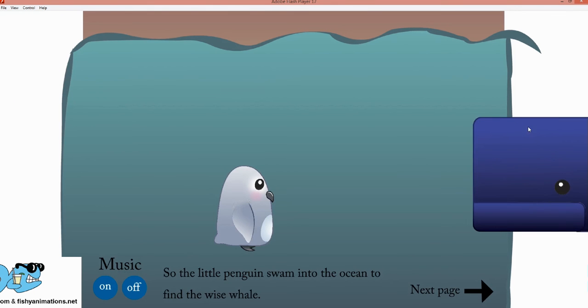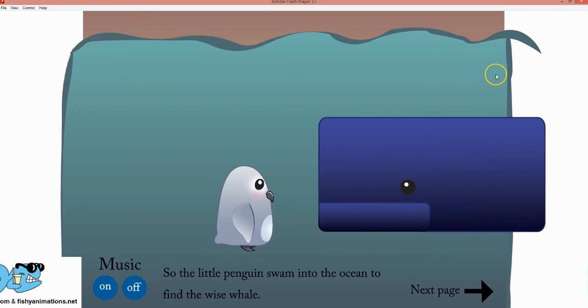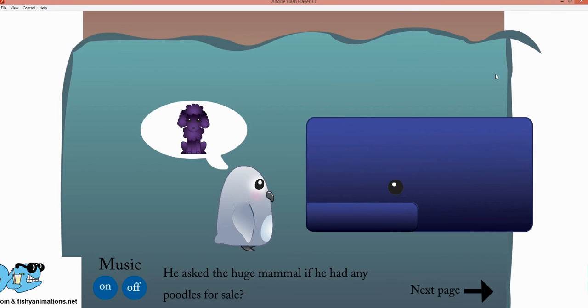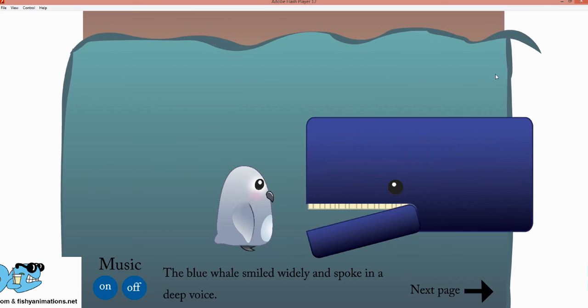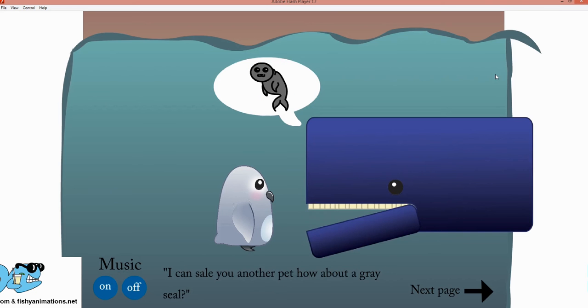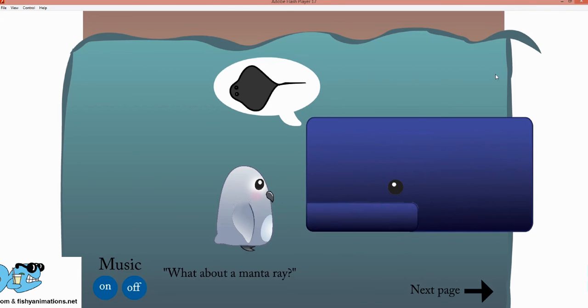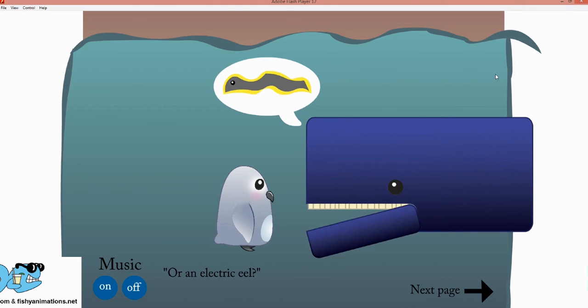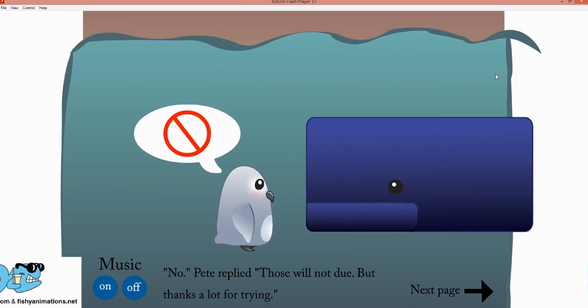A little penguin swam to the ocean and asked the wise whale. Of course, the whale approaches and says there's no poodles for sale here either. And the characters look really, really great. They're well constructed, well created. It indicates you might have to make another choice here. Yeah, he could sell you a gray seal. How about a manta ray? That's not really what the penguin's looking for. He's looking for his poodle.